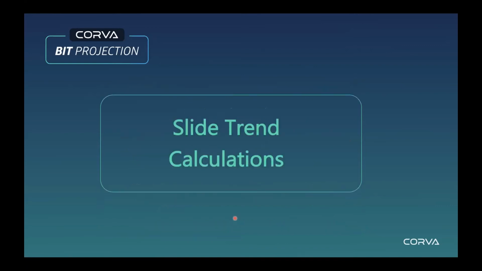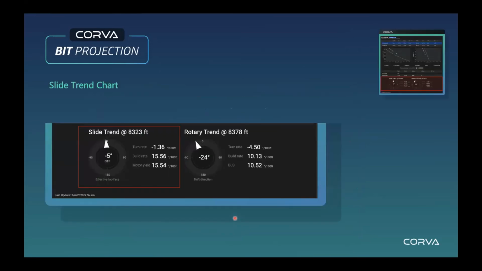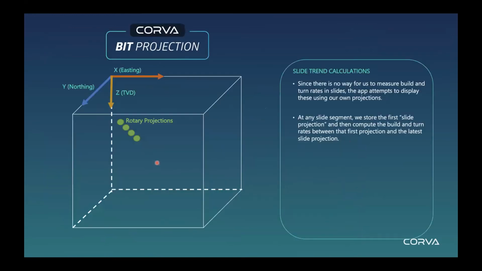Okay, so now we'll talk about the slide trend calculations and walk through that. Okay, so this is our slide trend chart. Again, it's in the lower section of the app. So how do we do these calculations, and how is that updating in real time? Basically the way it works is we have our XYZs. While we're drilling, we have these rotary projections here. So what we'll do is continually monitor the drilling operation in real time, so we know if you're sliding or if you're rotating.